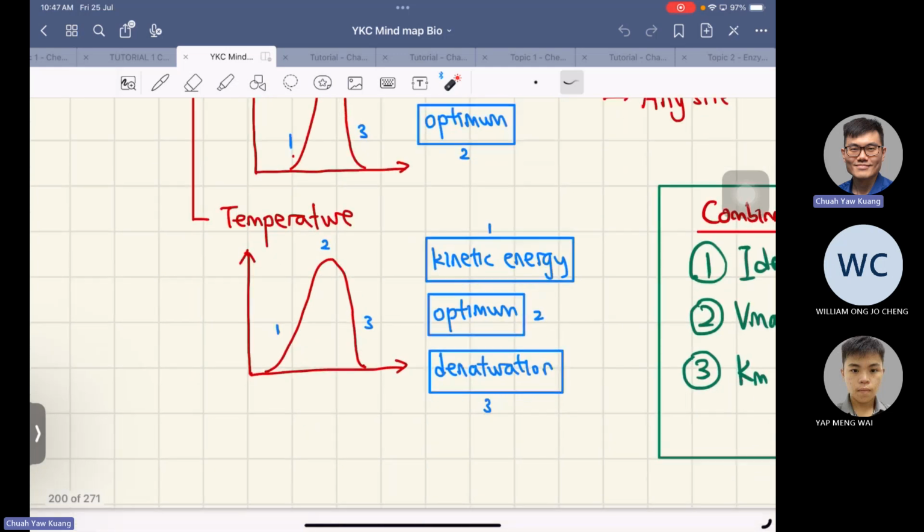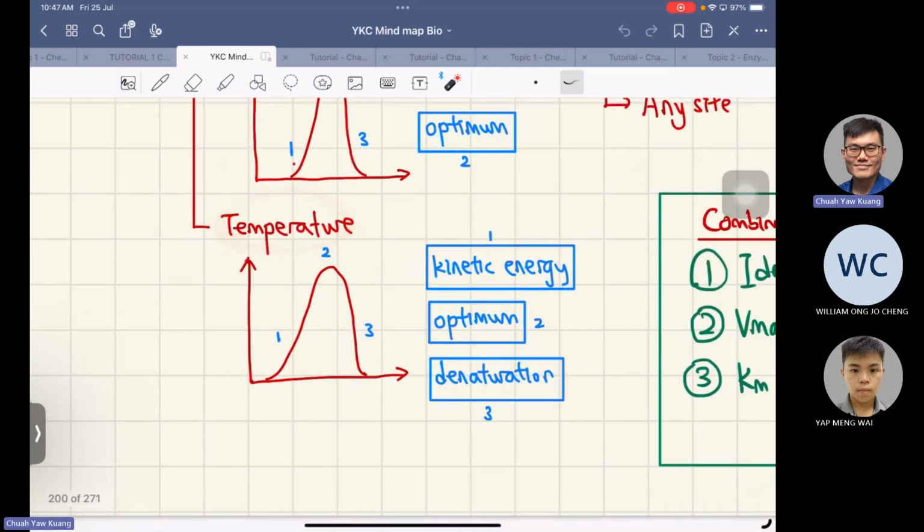Then for the temperature graph, there will be part 1, part 2, part 3 as well. Part 1, you will explain in terms of kinetic energy. Part 2, in terms of optimum temperature. And then part 3, in terms of denaturation. This is how you explain it in general.